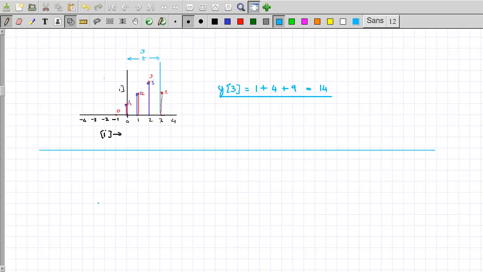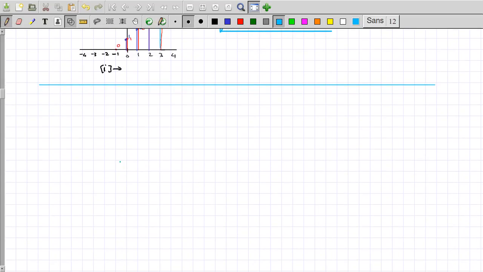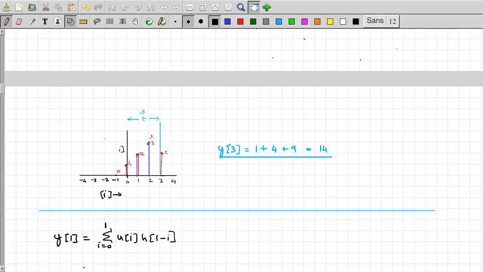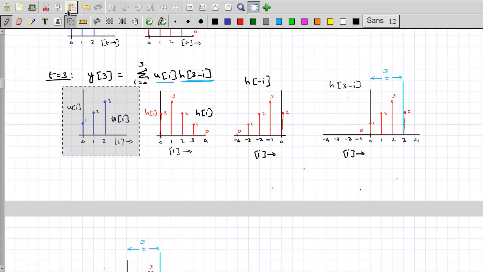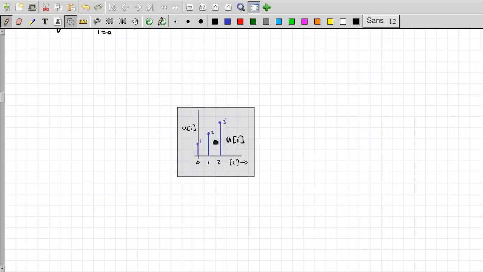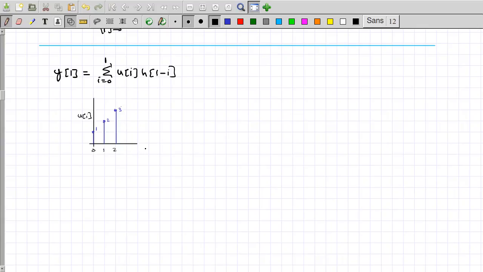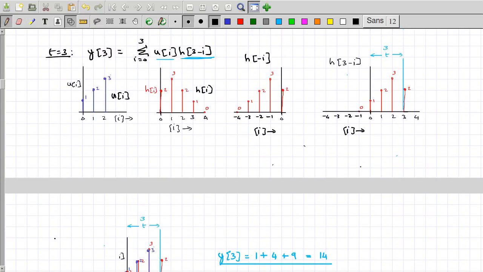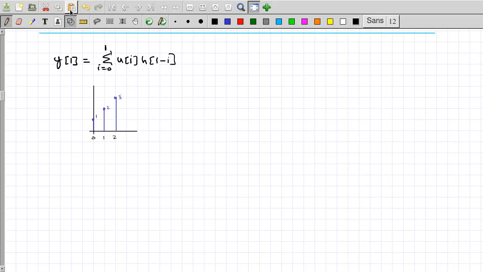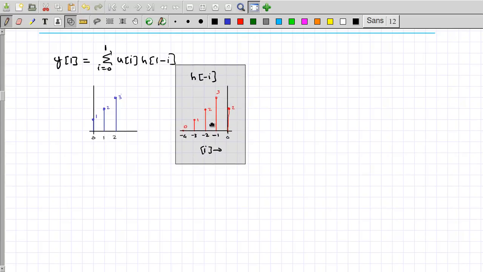Okay, now let's try y1. That will be equal to sigma I equals 0 to 1 just actually, ui h of 1 minus, so that should be a 1 minus I. Now because we have all these previous things already available, that's right there. Okay, wipe out these things over here, and we have h of minus I, which we copy and bring down, and now we want h of 1 minus I, so we just shift h of minus I by 1 to the right.